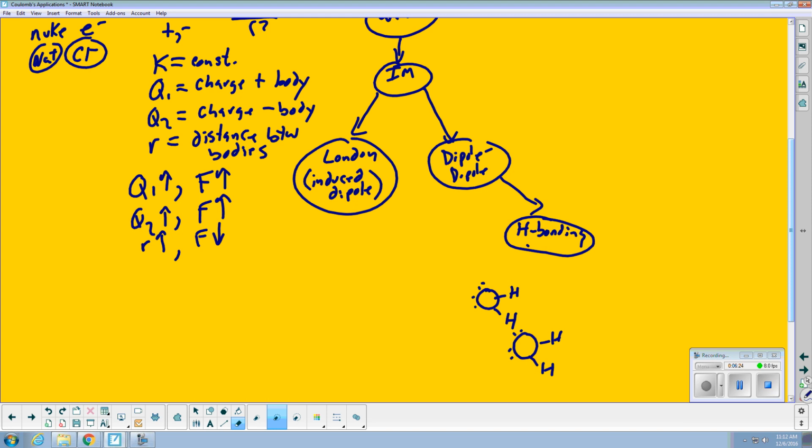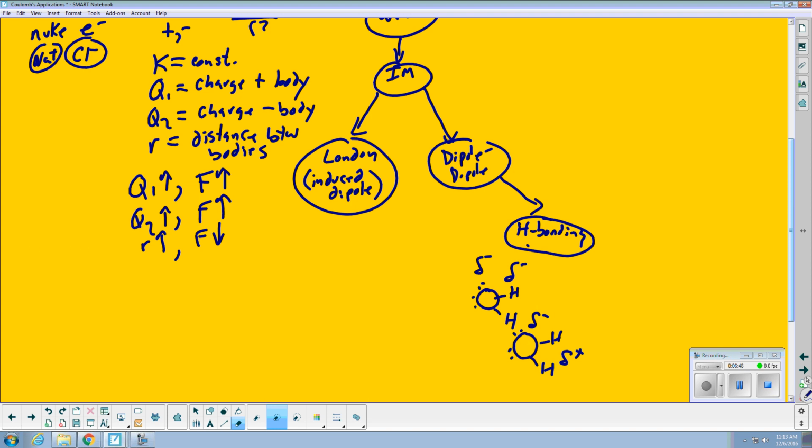And here are my hydrogens, and there's my oxygen. Remember that this side of my water, because of the electronegativity of oxygen pulling the electrons in the bonds with hydrogen closer to it, is partially negative, and this side is partially positive. Now, what do I have?